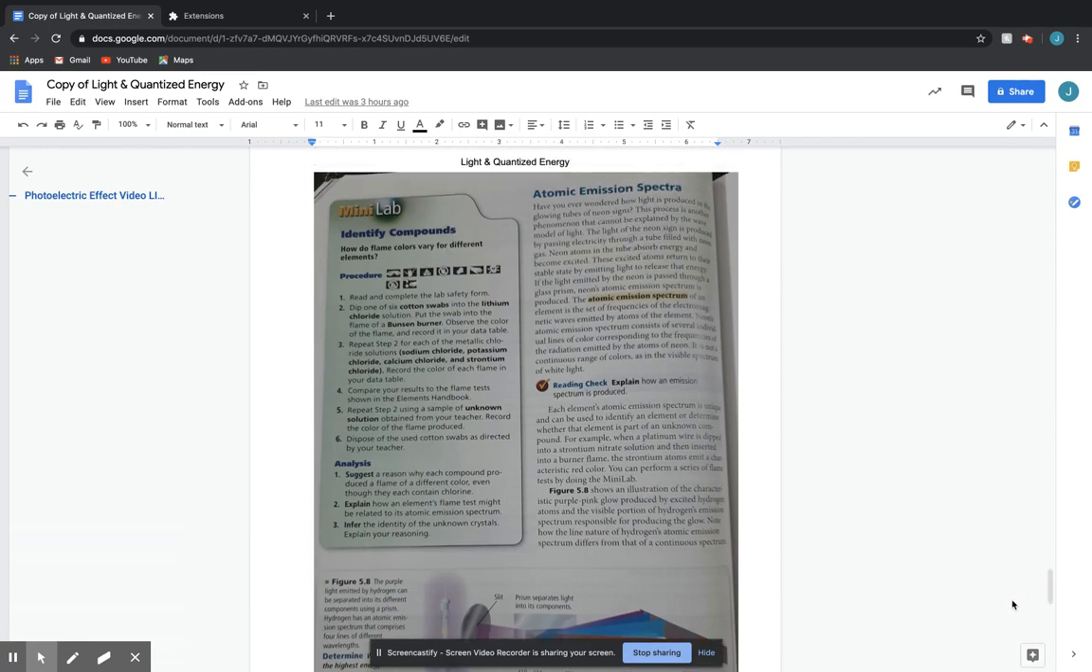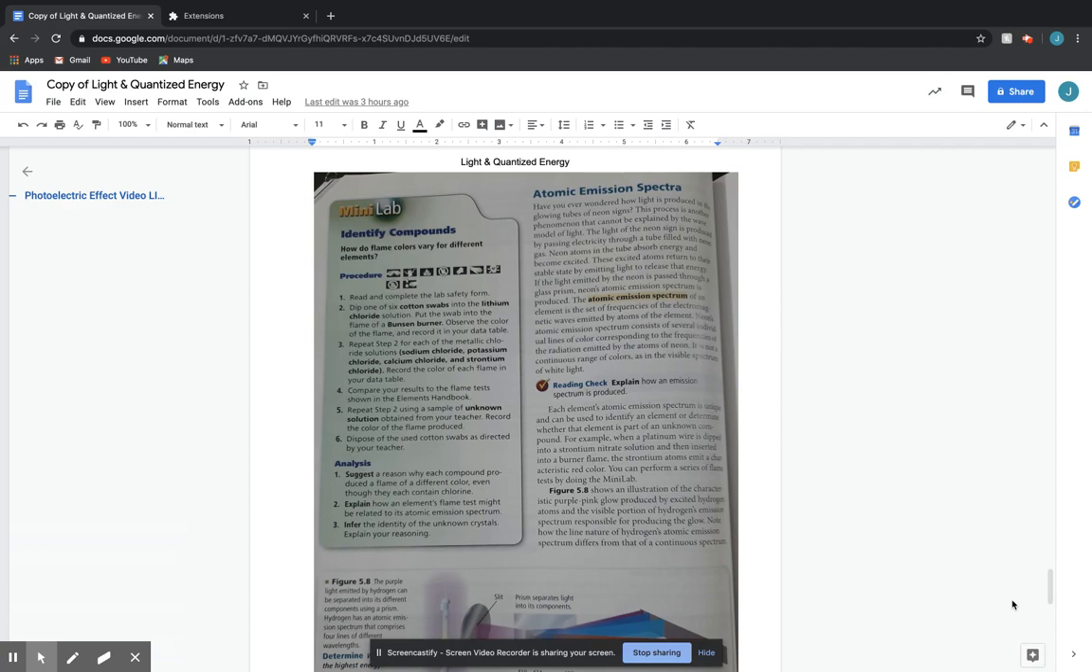So here we're going to talk about the atomic emission spectra, and basically the atomic emission spectrum of an element is the set of frequencies of the electromagnetic waves emitted by atoms of the element.